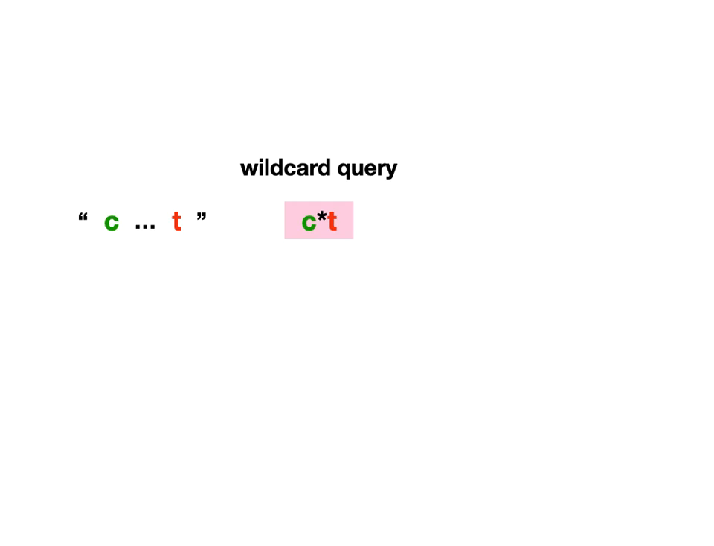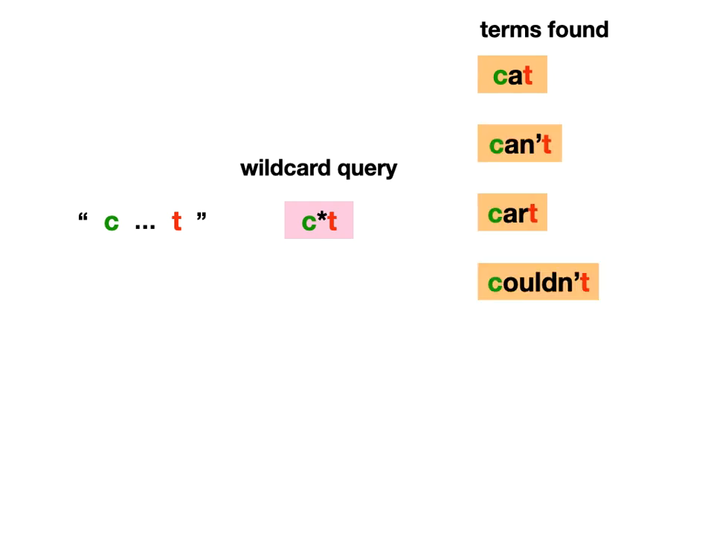What this will do for us is go through our dictionary, and this wildcard query gets expanded, query expansion, into a set of terms. Cat, that satisfies. Can't, that satisfies. Cart, couldn't, caught, and so on. Now, this is not a very useful query, it's just for illustrating how this works. When would I need to know about cats or can't or cart or couldn't?